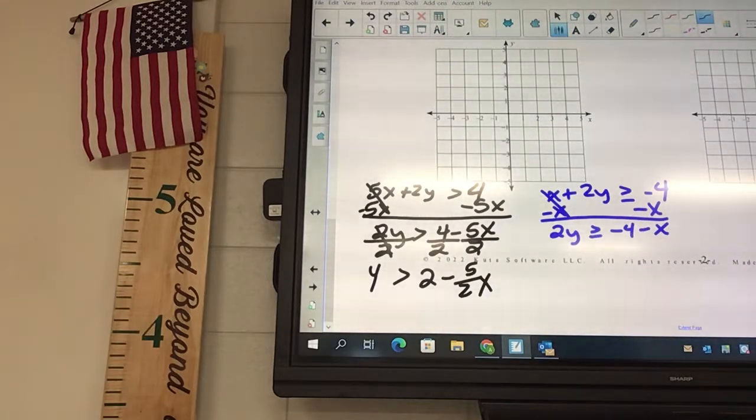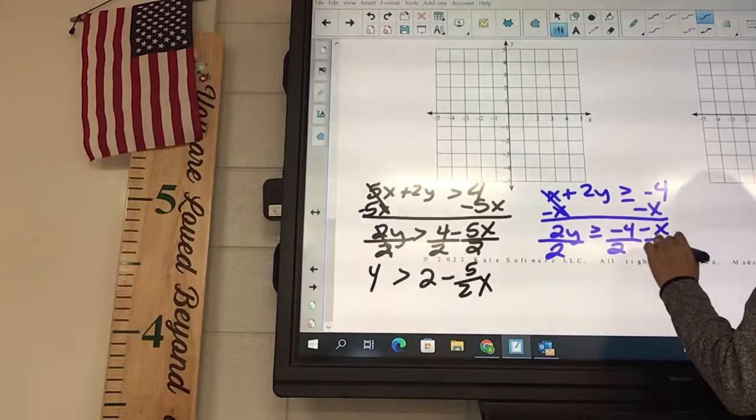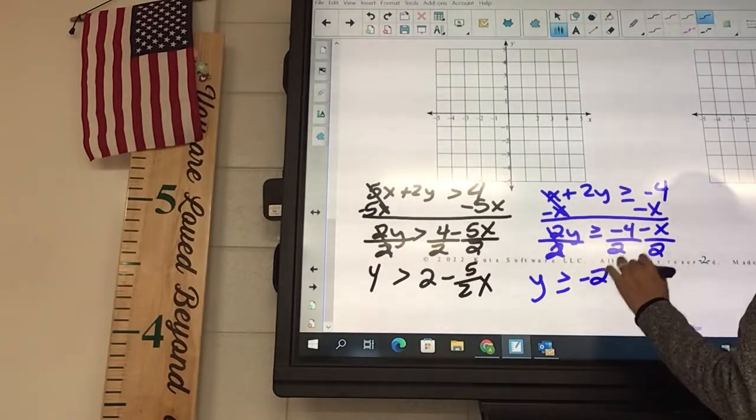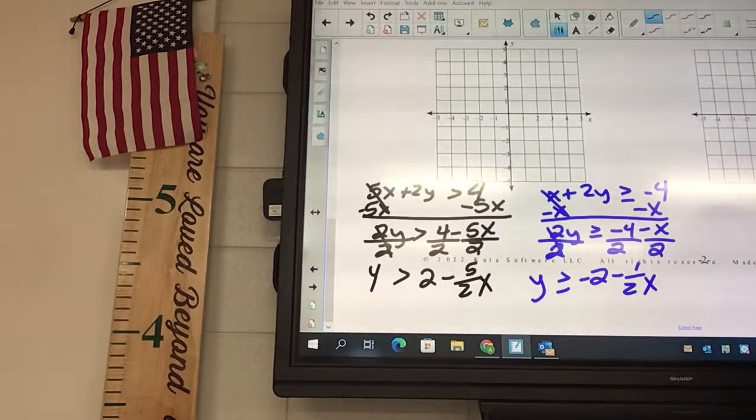Okay, and then what? Divided by 2. Do we need to flip? So we got y, and we're going to get negative 2 minus 1/2 x. Okay, now these are ready to graph.